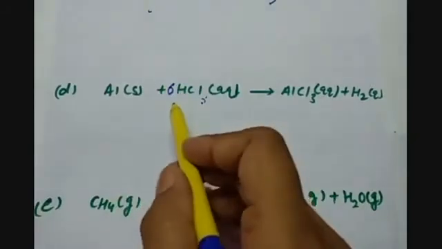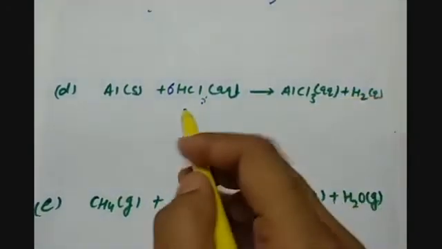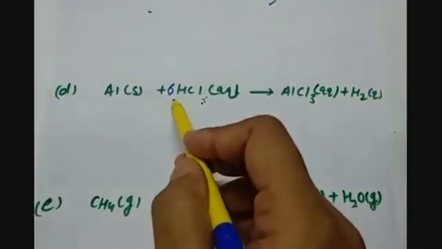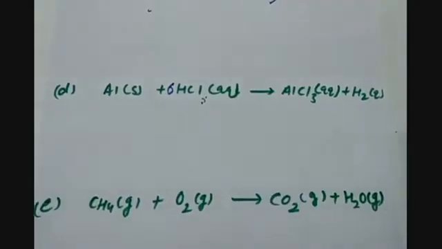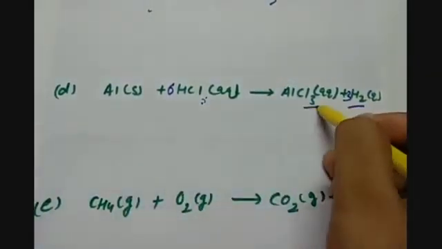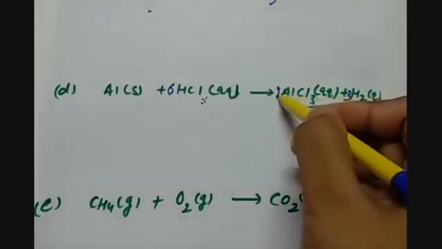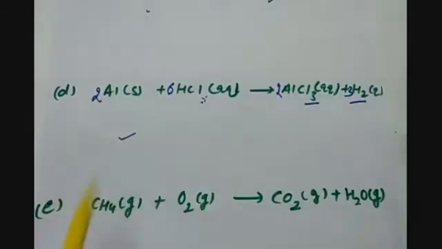So when we are doing this, we can do one thing here. As we are having 6 hydrogens on this side, then we can multiply it with 3. So now it will become 6. This is also balanced. If we write 2 here, and let us write 2 as well. So this is also balanced now.